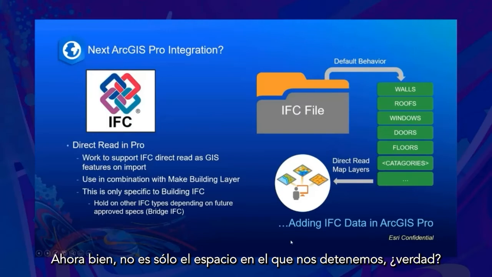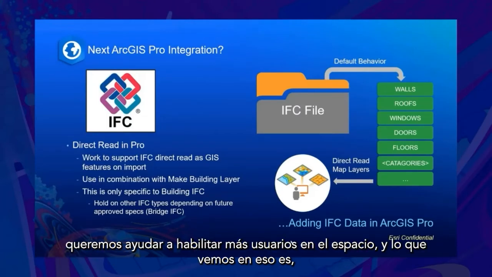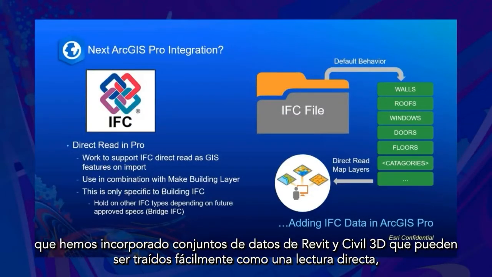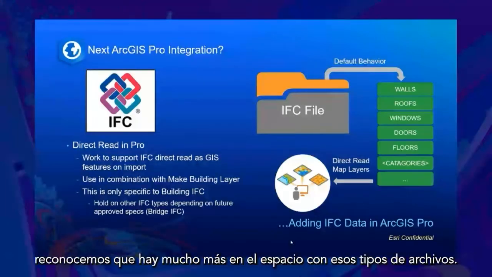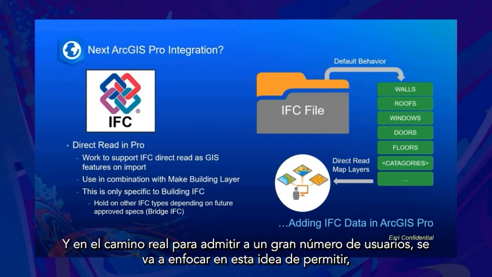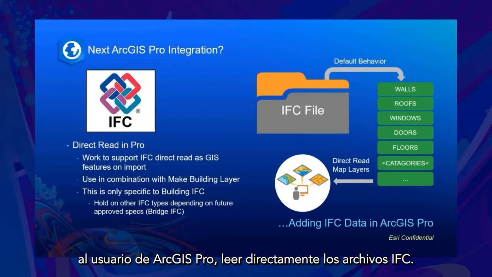Now that's not the only space that we're stopping at, right? We do want to help enable more users in this space. While we've incorporated Revit and Civil 3D data sets that can be brought in easily as a direct read, we recognize that there's a lot more out there in this space with BIM file types. The real way to enable a lot of users is to focus on allowing the ArcGIS Pro user to directly read IFC files.